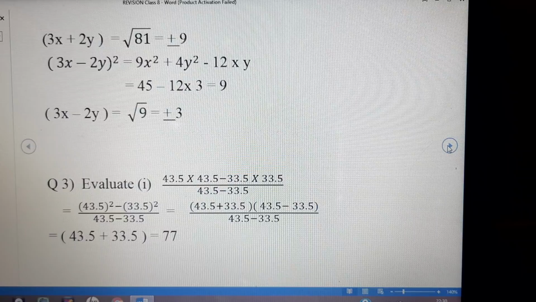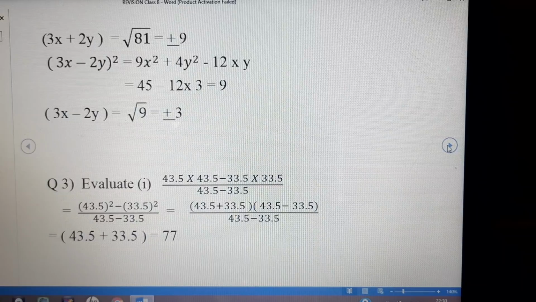if you leave your answer as 9, your marks will be cancelled. One complete mark will be cancelled. So please be careful when you are writing your answers. Clear? Whenever we calculate under root, we will always have two answers, plus 9 and minus 9. We write them in this manner collectively.